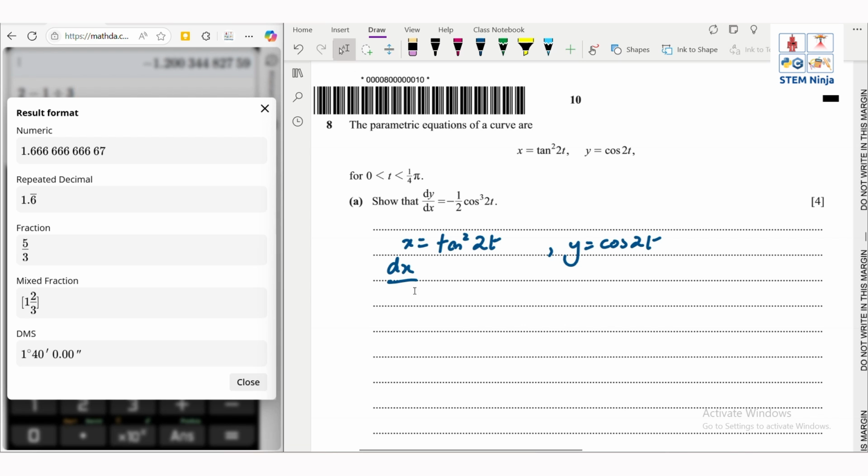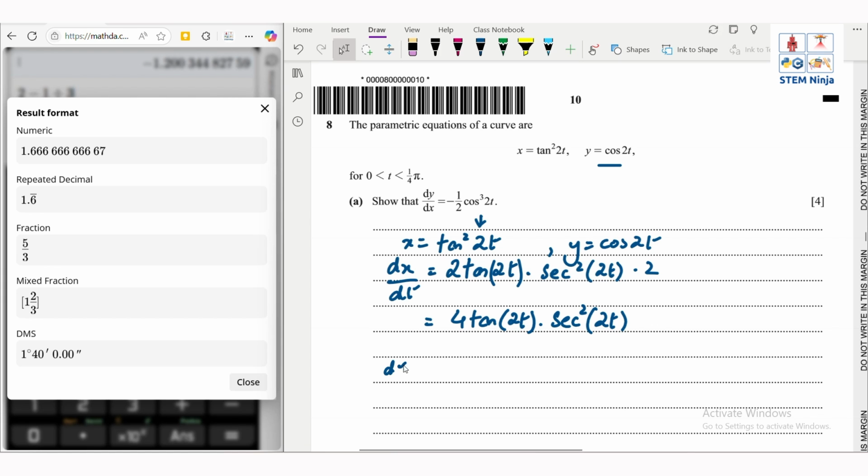So dx over dt, first off we will have 2 tan 2t times the derivative of tan, which is going to be secant squared, same angle 2t, and then the derivative of 2t, which is 2. So you have 4 tan 2t secant squared 2t.